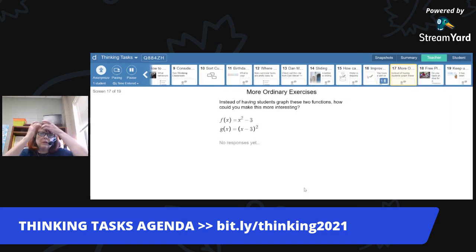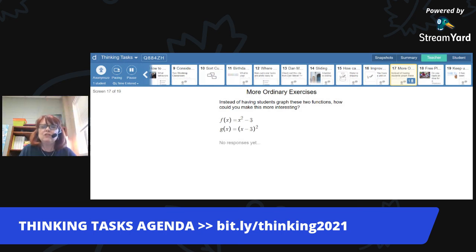All right, here's another one. Ordinary exercise. I've got a function f of x equals x squared minus 3. I've got another function g of x equals the quantity x minus 3 squared. And I'm asking kids to graph these two functions. Okay, that's a pretty straightforward task. Not sure they're going to be thinking that much about it, particularly if they've got the calculator. They're going to type it in there. And in my class, they do screenshots and drop them into a Google Doc because we don't use paper right now. We're trying to keep it digital.